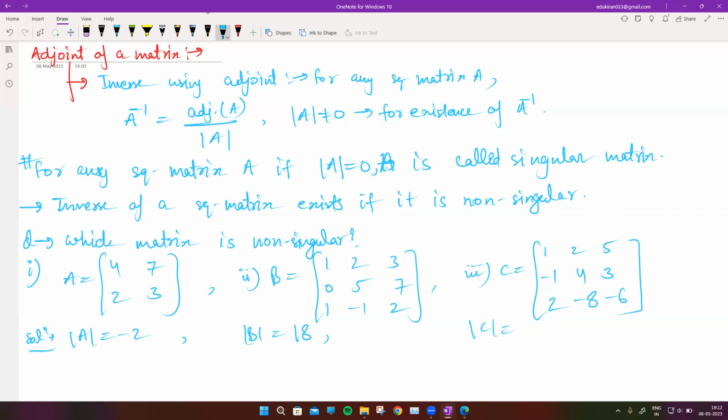Sir, C is 0, right? I don't know, someone has to confirm it. Faisal, C is 0? Yes, sir. Okay.